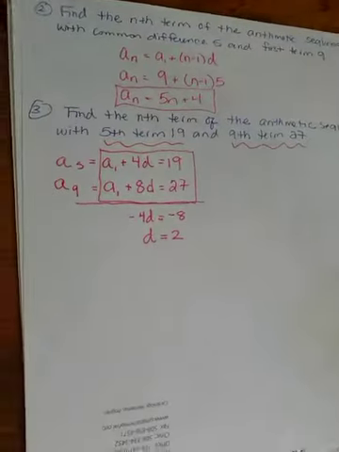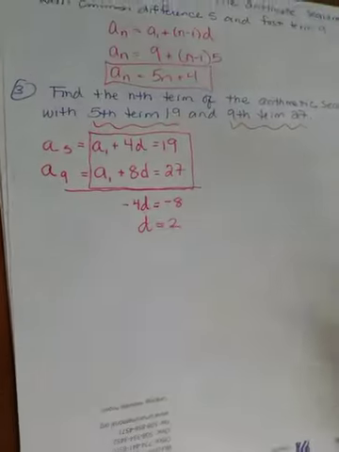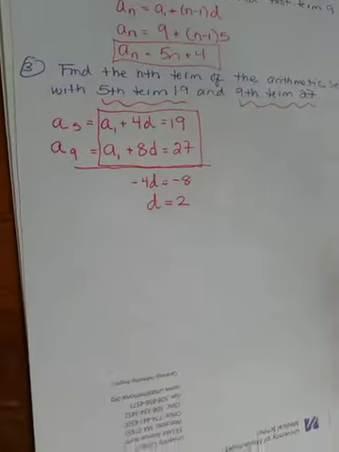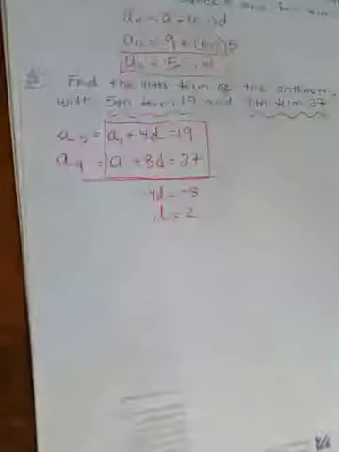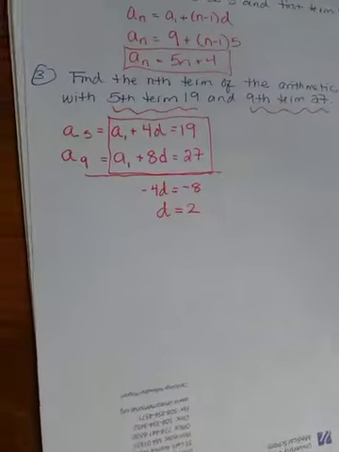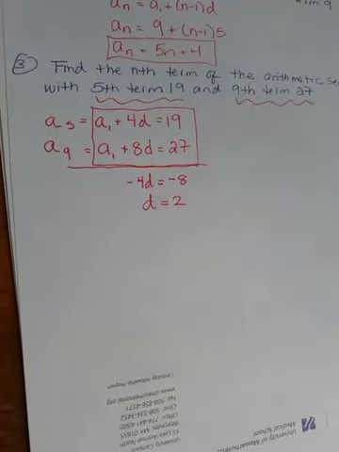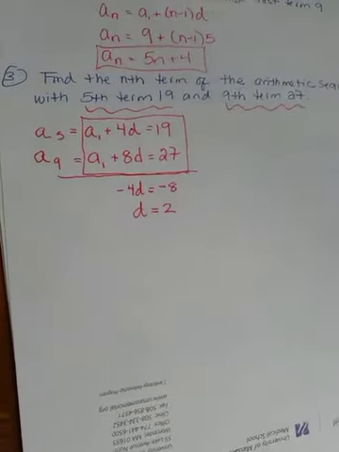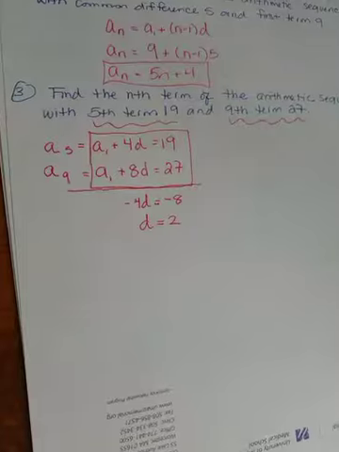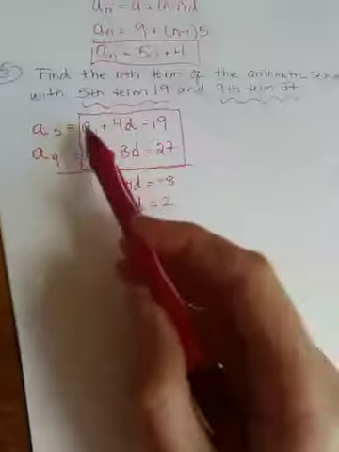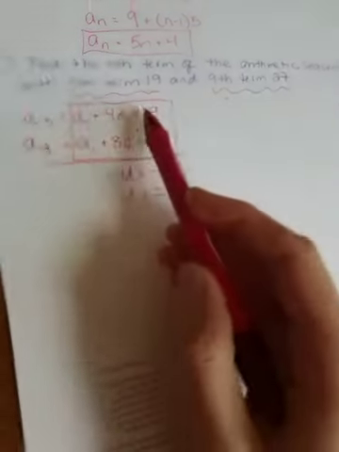So really I'm looking for an equation. So d is part of that equation. And what am I missing in the equation? I need to find a sub 1. Right? So to find a sub 1, well, I can go back to either equation here. I'll just go to this one right here.